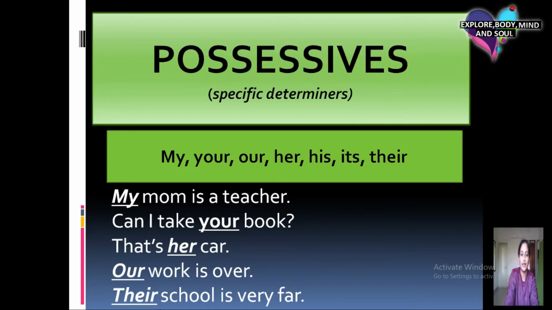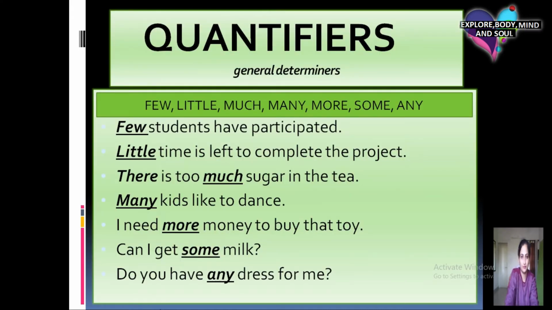Now, the next classification is possessives. Possessives like my, your, our, her, his, its, their are specific determiners. Why? Because they specify the ownership, the owner of the noun. For example, my mom, your book, her car, our work, their school. These words, which are used before the nouns, specify who the owner of the noun is. That is why they are specific determiners.